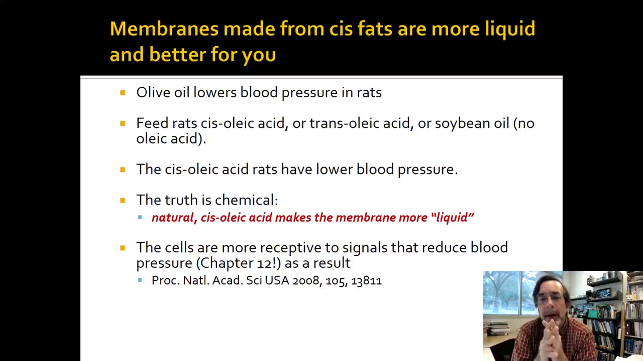So they looked into why, and they did find out that what you expect is true. The cis bonds will make the membrane more liquid. And so blood pressure will actually go down, and it has to do with signaling. It's not a straightforward pressure thing, but the cells are more receptive to signals if they are more liquid. This shows you that the membrane needs to be liquid, and you need a certain amount of unsaturation to be able to make it more liquid.